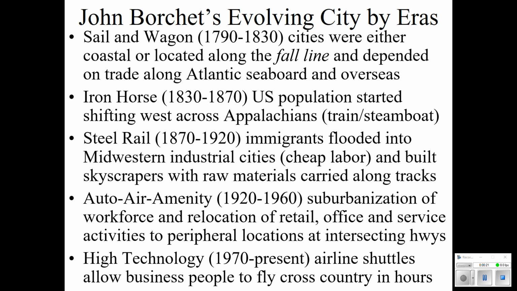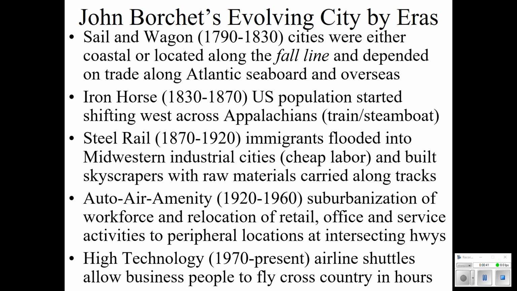John Borchert, one of the big theories in urban geography that's never appeared on the AP exam. So this could be an excellent FRQ item. He talked about how American cities had changed, not so much the shape of them, but the density of cities based on modes of transportation changing.